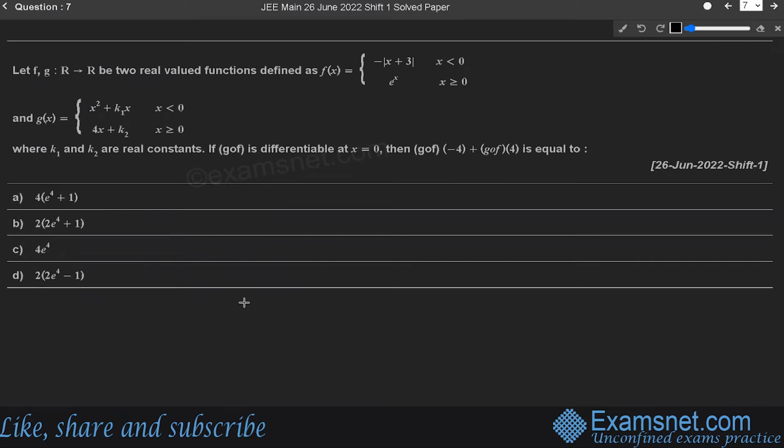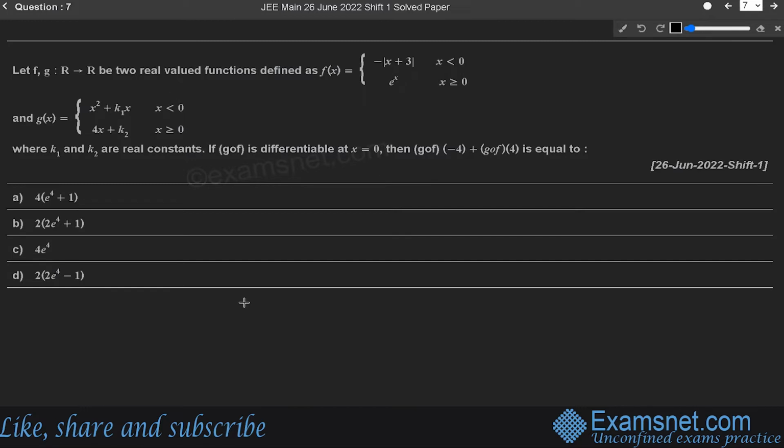Next question is, let f and g from R to R be two real valued functions defined as f of x is equal to minus mod of x plus 3 when x is less than 0, and e power x when x is greater than or equal to 0, and g of x is equal to 4x plus k2 when x is greater than or equal to 0, where k1 and k2 are real constants. If g of f is differentiable at x equals 0, then g of f of minus 4 plus g of f of 4 is equal to.